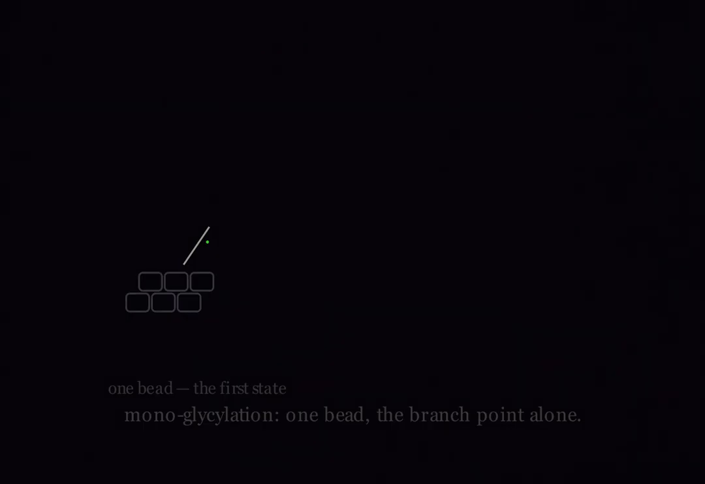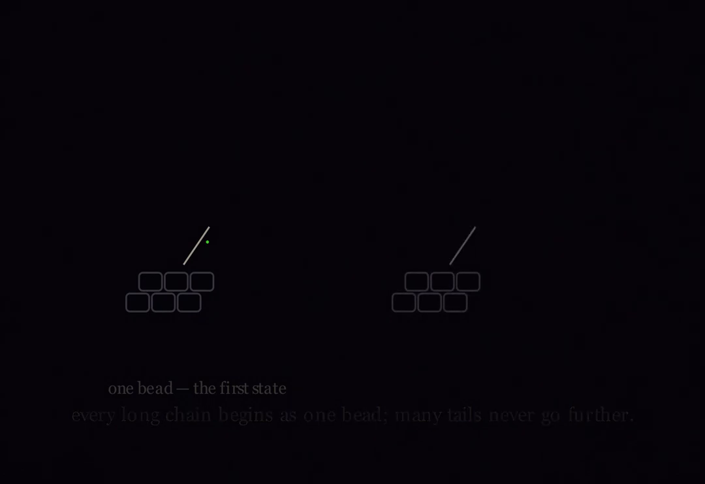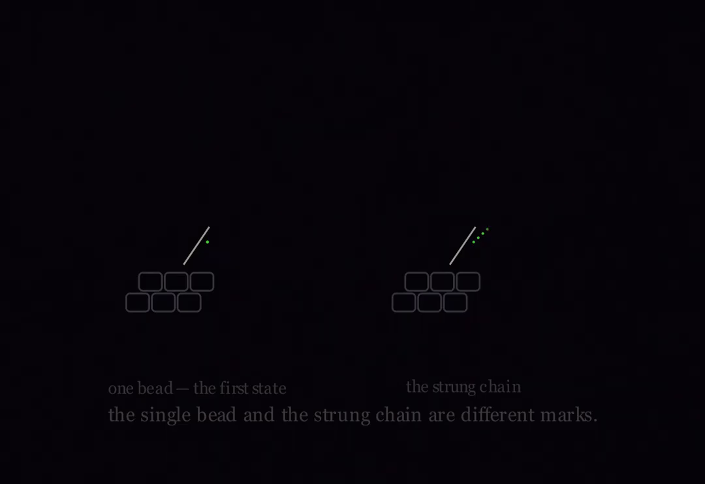Monoglycylation is the name for the first state, one bead, the branch point alone. Every long chain begins as one bead. Many tails never go further. The single bead and the strung chain are different marks, and the cell keeps them separately. The writers are more of the 9 specialists.